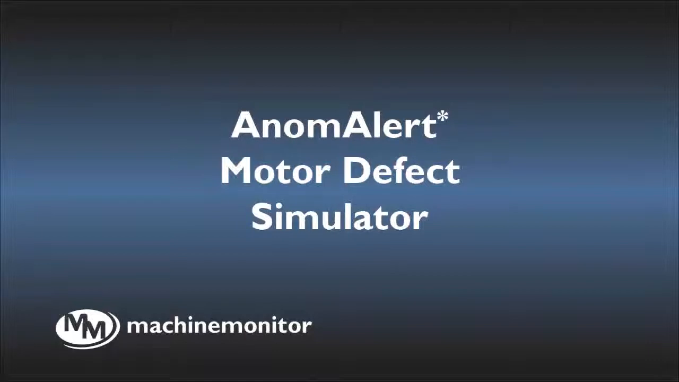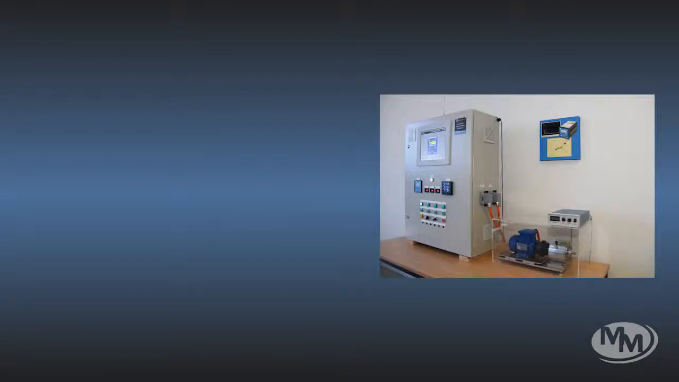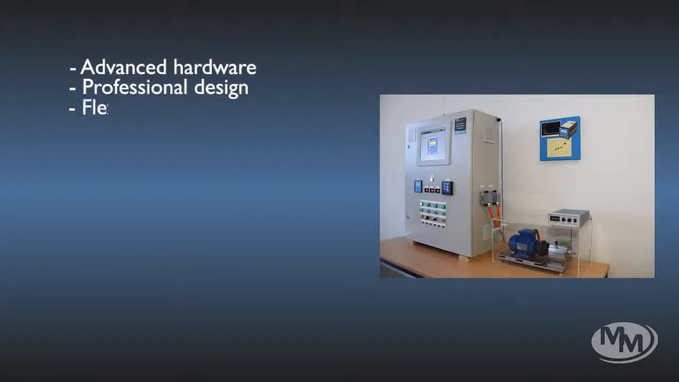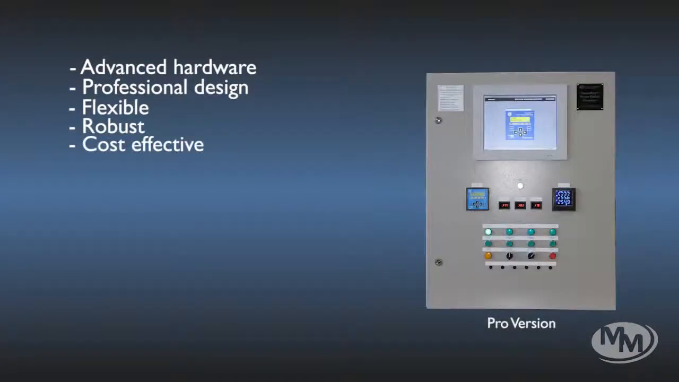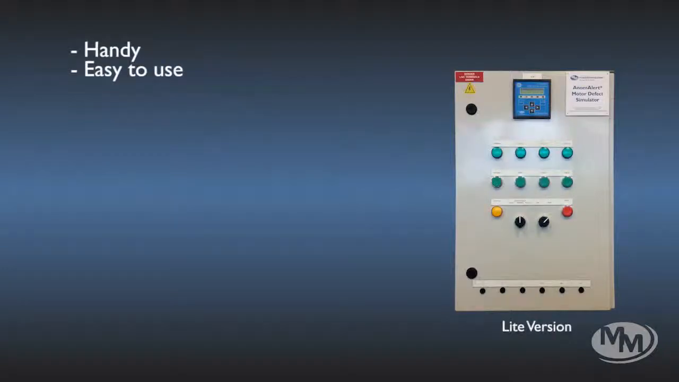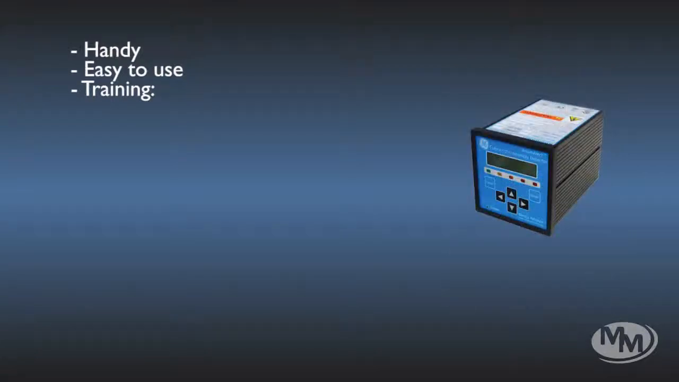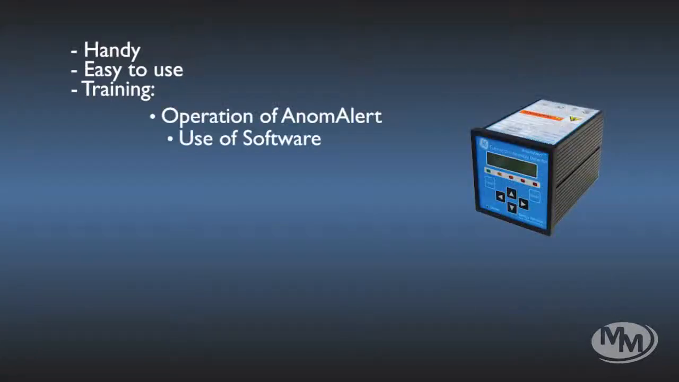The AnomAlert Motor Defect Simulator provides electrical and mechanical fault simulator functions. It is based on advanced hardware and professional design. It is flexible and robust, cost-effective and useful for demonstrating the functions of AnomAlert for training purposes. It is a handy, easy-to-use simulator which can be useful in training personnel for the operation of AnomAlert and for the use of AnomAlert in diagnosing machine anomalies.